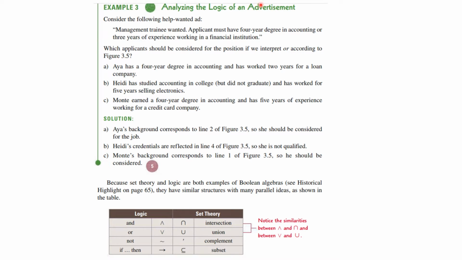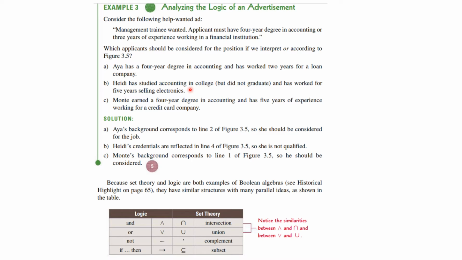Here's an example analyzing the logic of an advertisement. So here's a help wanted ad. Management trainee wanted. Applicant must have a 4-year degree in accounting or 3 years of experience working in a financial institution. So which applicants should be considered for a position if we interpret or the way we determine it mathematically, that it is an inclusive or. So here's someone who has a 4-year degree in accounting but has worked only for 2 years for a loan company. Well, that's going to be true, so she should be considered for the job.